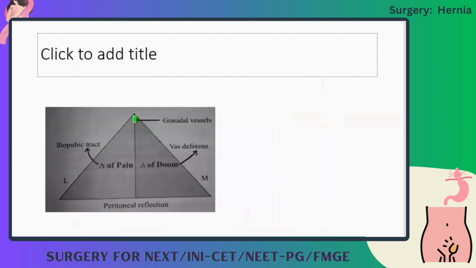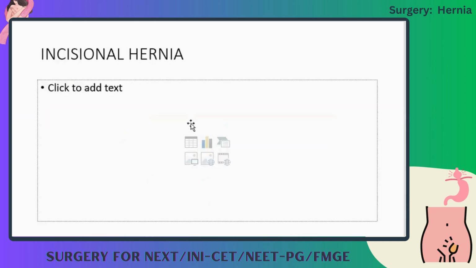One is bounded medially by the gonadal vessels, iliopubic tract, and peritoneal reflection. The other is bounded by gonadal veins, vas deferens, and peritoneal reflection. Just for understanding, I'm telling you; you don't need to mark it up. Hesselbach's triangle is important. Just have a basic idea that there is a triangle of pain and triangle of doom inside. Then the corona mortis and all.